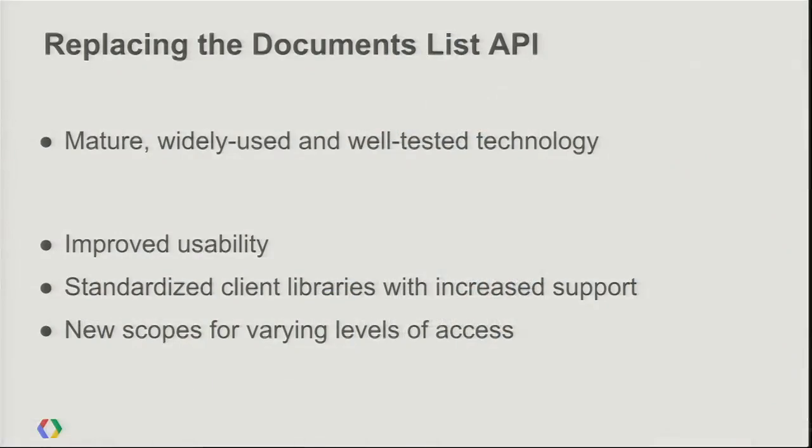We've tried to make it easier to use, and part of that is by using the latest and greatest Google API technologies, which gives you really good client libraries, which gives you really excellent documentation. And the final thing we've done is we've tried to improve some of the things we didn't really like about the Documents List API. And one of them is the security scoping model, which I'll talk about now.